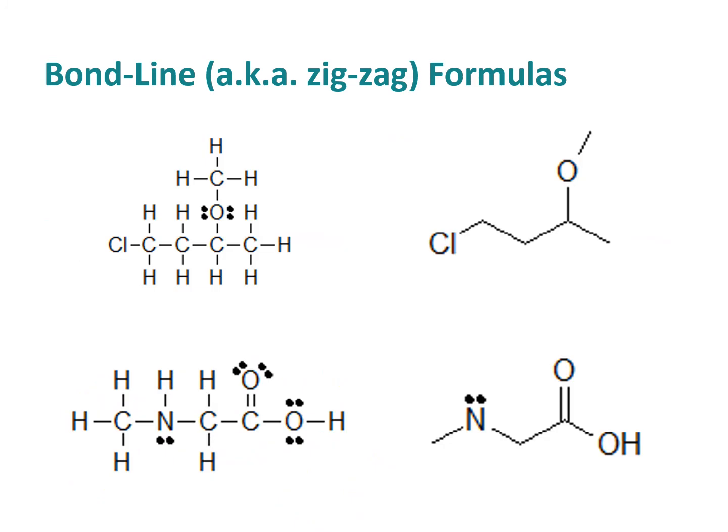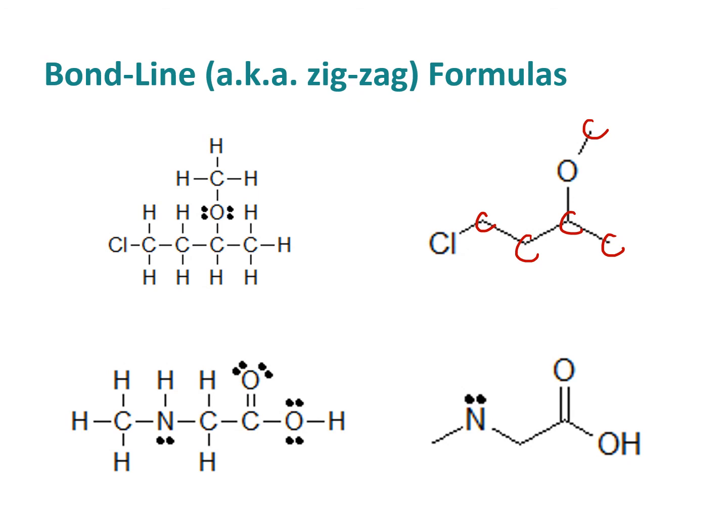Here are some more examples. Again, we're going to draw in a carbon at every single bend and end. So we have a bend here, that's a carbon. We have a bend here, that's a carbon. We have a bend here, that's a carbon. We have an end here, that's a carbon. We have an end here, that's a carbon.